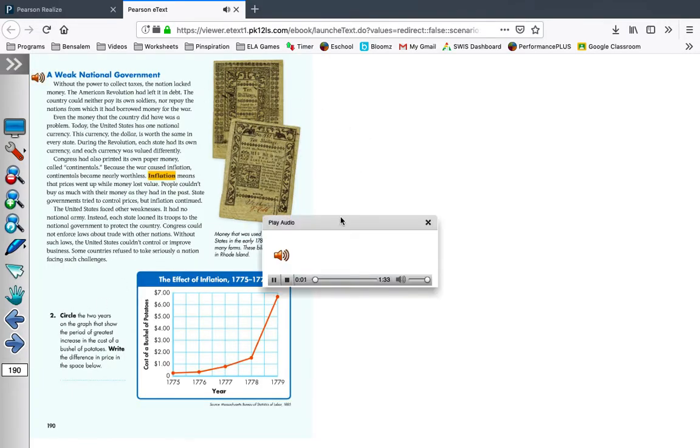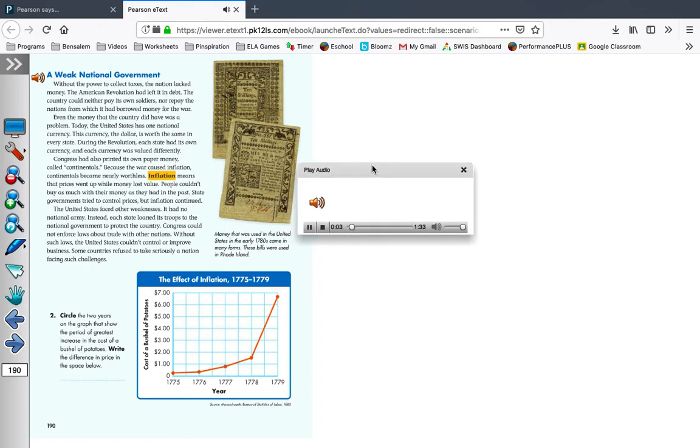A weak national government. Without the power to collect taxes, the nation lacked money. The American Revolution had left it in debt. The country could neither pay its own soldiers nor repay the nations from which it had borrowed money for the war. Even the money that the country did have was a problem.